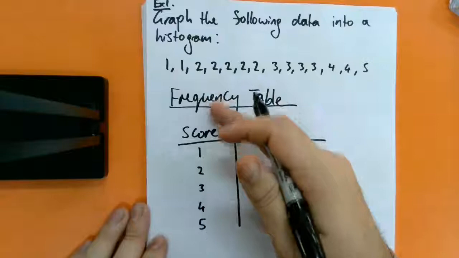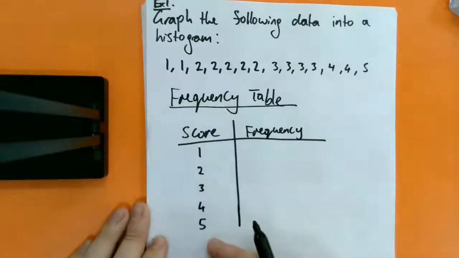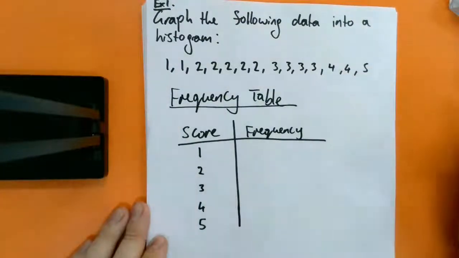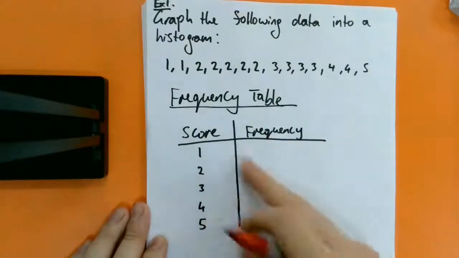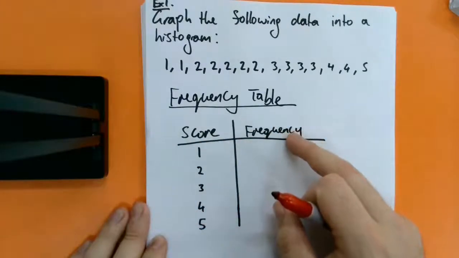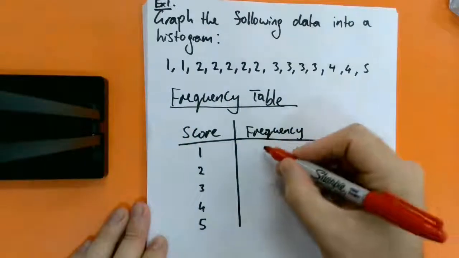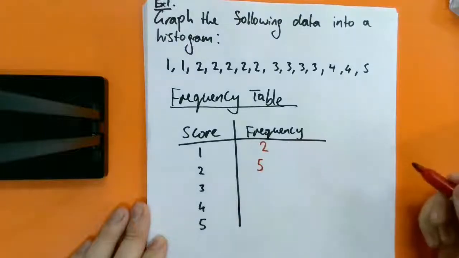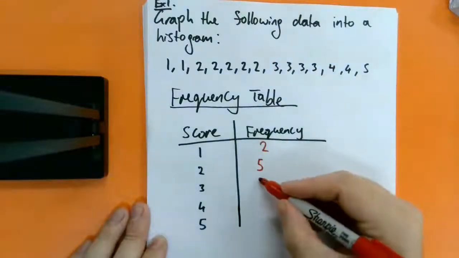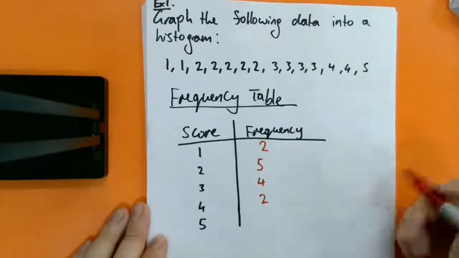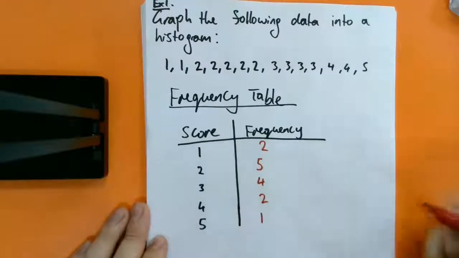Notice that I only wrote down in this left-hand side each score once, even though we have multiple in our original data set. Remember, score being just the individual number. And what I'm going to do is on this frequency table, I'm going to tally up how many times each of these scores occur. And if I look here in my data set, well, 1 occurs twice, so the frequency is 2. 2 occurs 5 times, so the frequency is 5. 3 occurs 4 times, so the frequency is 4. 4 occurs 2 times, so the frequency is 2. And 5 occurs once.